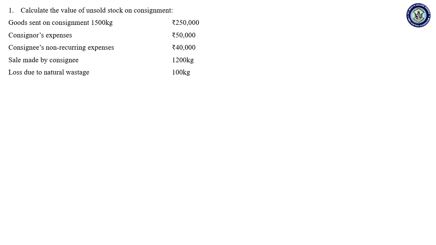Calculate the value of unsold stock on consignment. Goods sent on consignment: 1500 kg, rupees 2,50,000. Consignor's expenses: 50,000. Consignee's non-recurring expenses: rupees 40,000. Sale made by consignee: 1,200 kg.